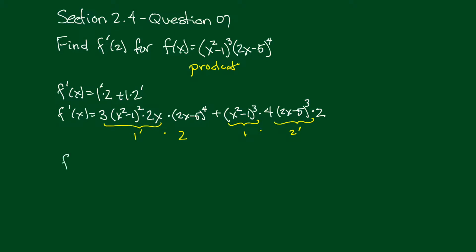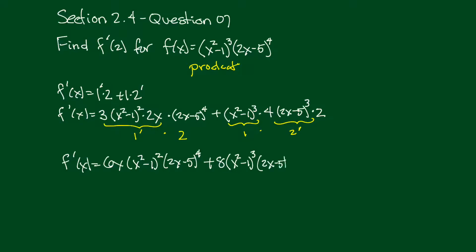Let's see if we can clean this up a bit. So f prime of x is going to be, now in this one I'll get 3 times 2x, so I'm going to write that as 6x, and then I've got the x squared minus 1 squared, and the 2x minus 5 to the fourth, plus, now over here I've got a 2 times a 4, I'm going to bring that 8 out in front, plus 8 times the x squared minus 1 cubed, and then the 2x minus 5 cubed. All right, so far so good.